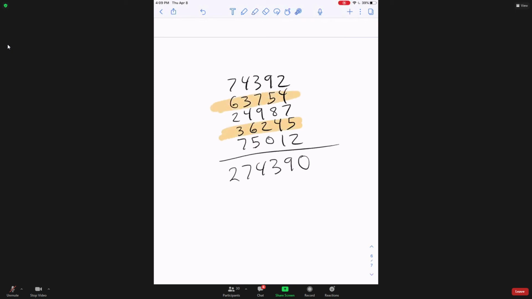So notice that the 6 and the 3 here add up to 9. The 3 and the 6 add up to 9. 7 and 2 add up to 9. 5 and 4 add up to 9. 4 and 5 add up to 9, right?